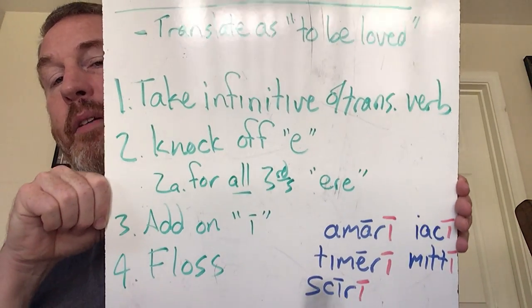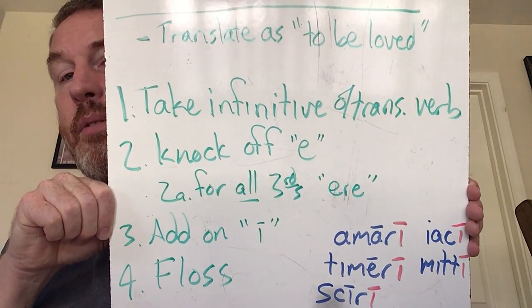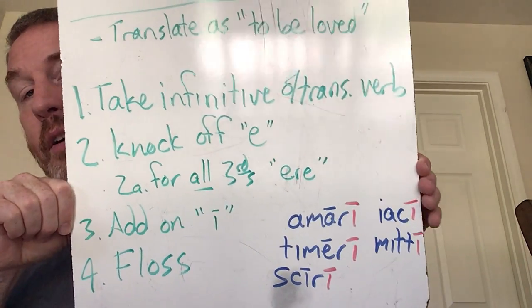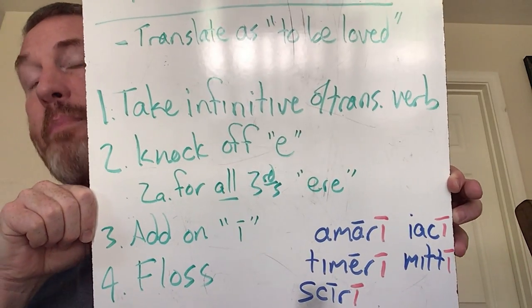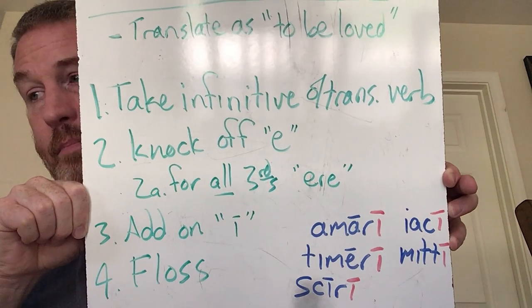Timere turns to timeri. Scire turns to sciri. And then also iacere turns to iaci. Mittere turns to mitti. That's how it works. And you just treat them like infinitives, okay? So they're still complementary infinitives. It just means to be. So, yeah, that's basically how it is.